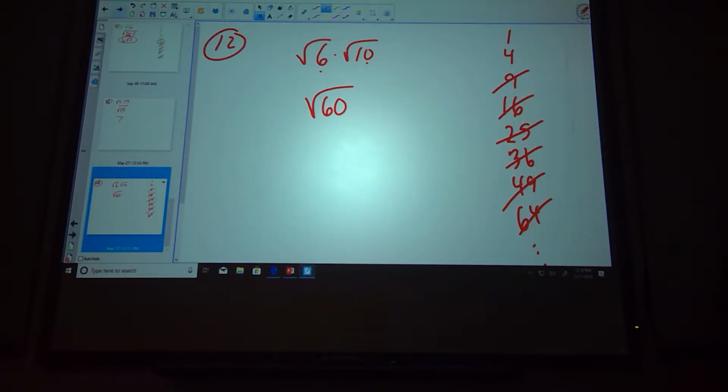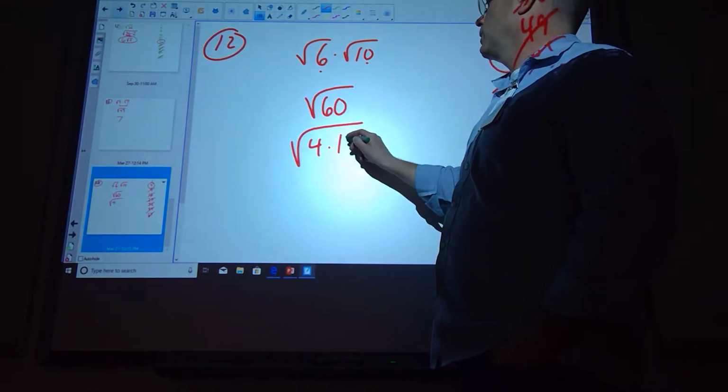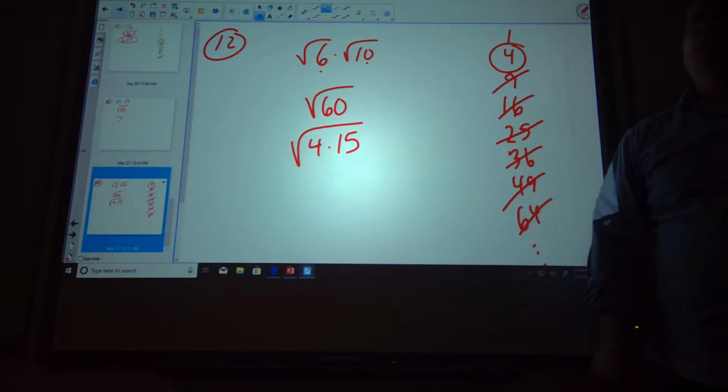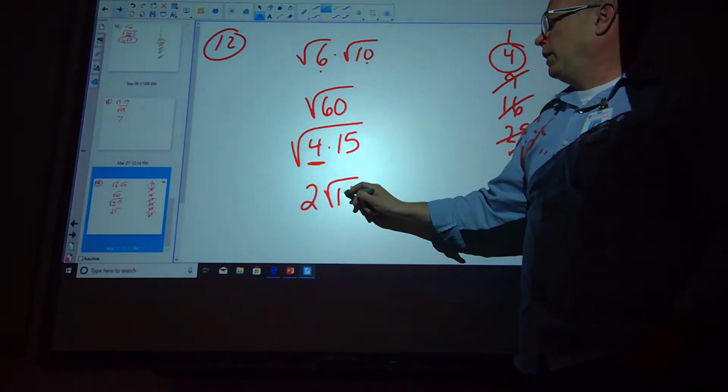Let's see. 4 times what? 4 and 15 definitely works. Okay. So what's my perfect square up there? 4. What's the square root of 4? 2. So I get 2 square root of 15. Done.